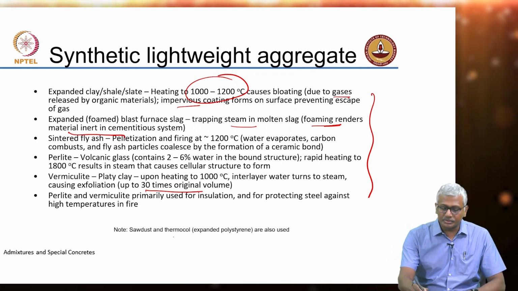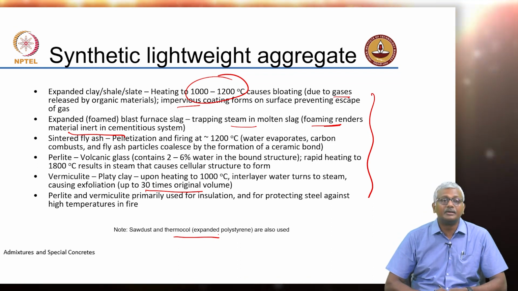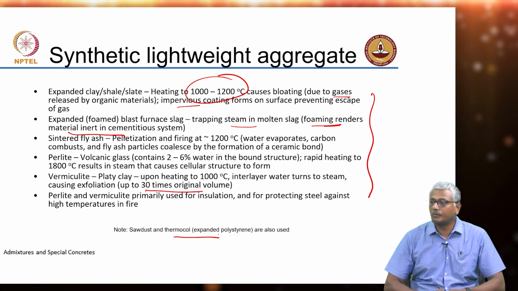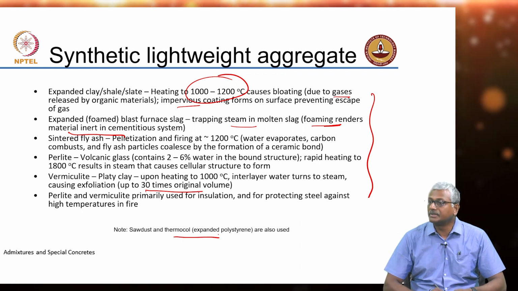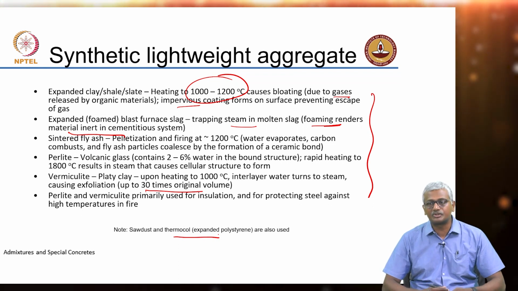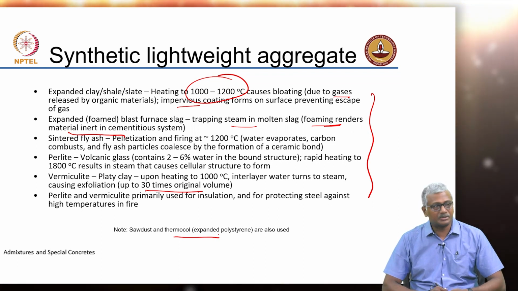Now, you can also use thermocol or expanded polystyrene, that is another way of reducing weight. Sawdust is again a filler type material which could be used to make lightweight concrete.